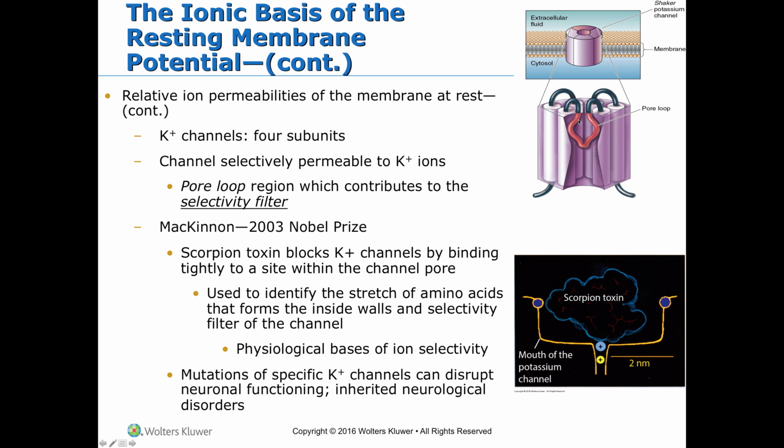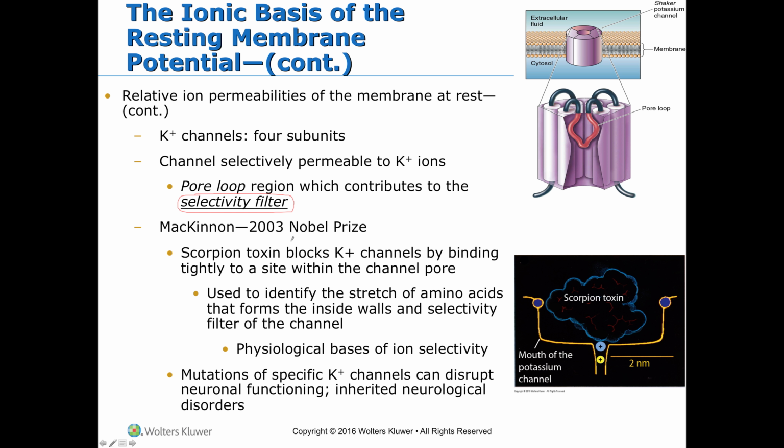Potassium channels have 4 subunits right here. And the channel selectivity, permeability to potassium ions, is seen through this pore loop region, which helps to contribute to the selectivity filter, meaning that it's not going to let calcium ions flow through. It's going to be selective for potassium.